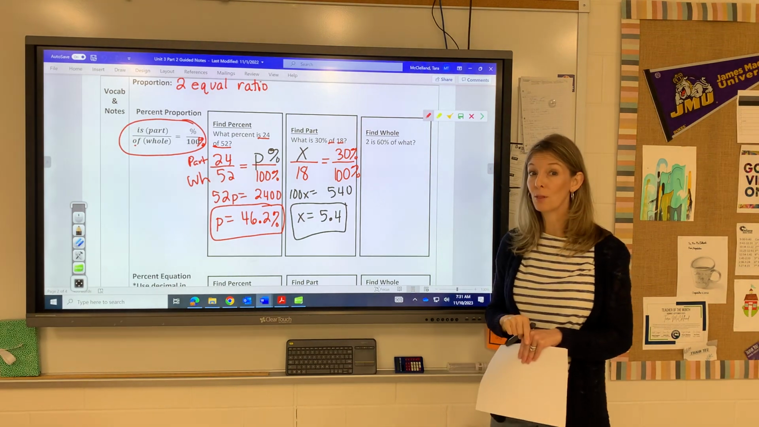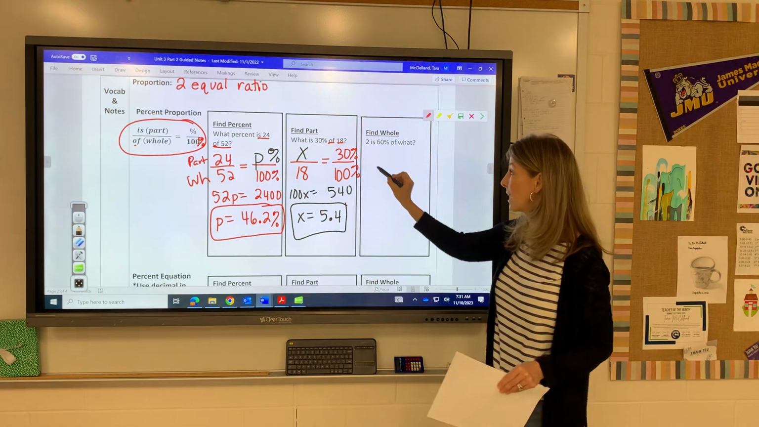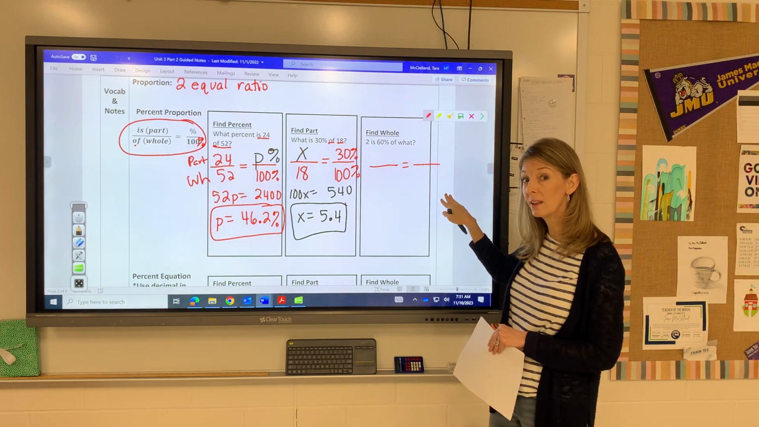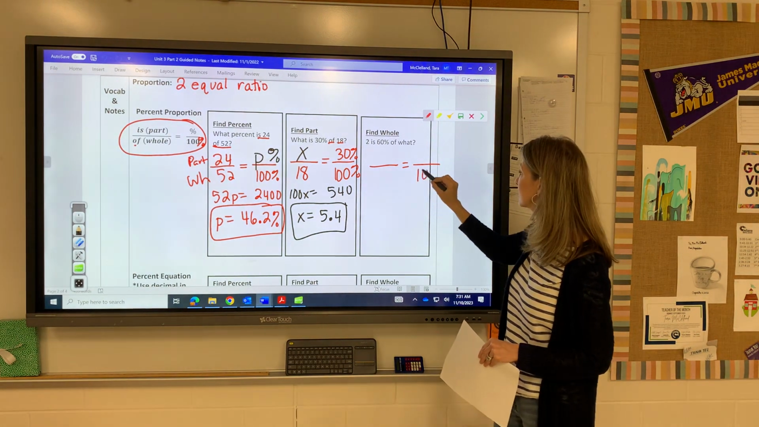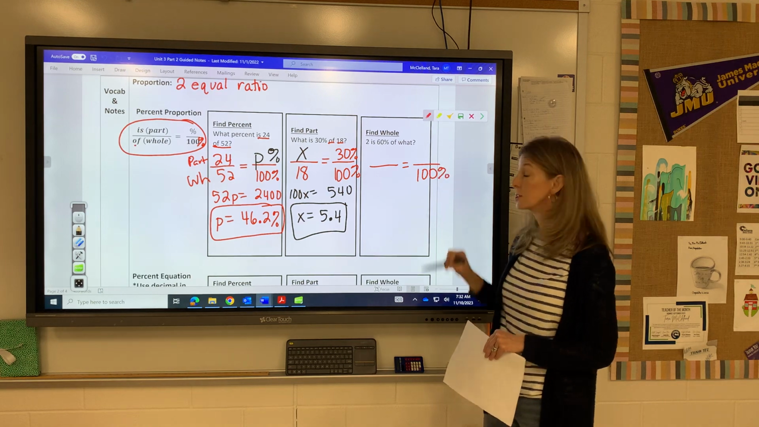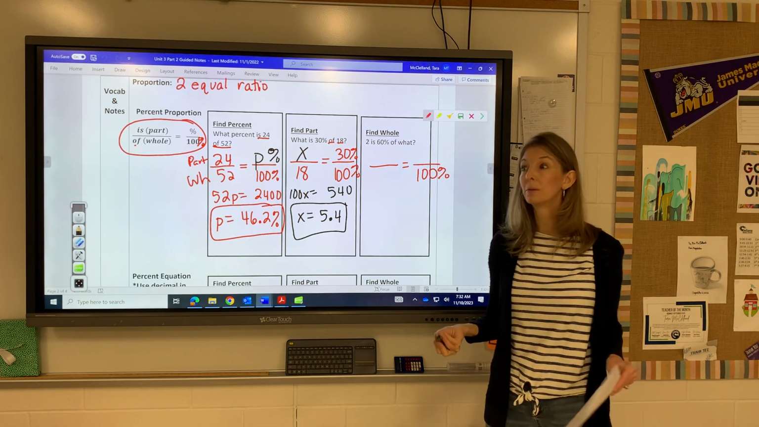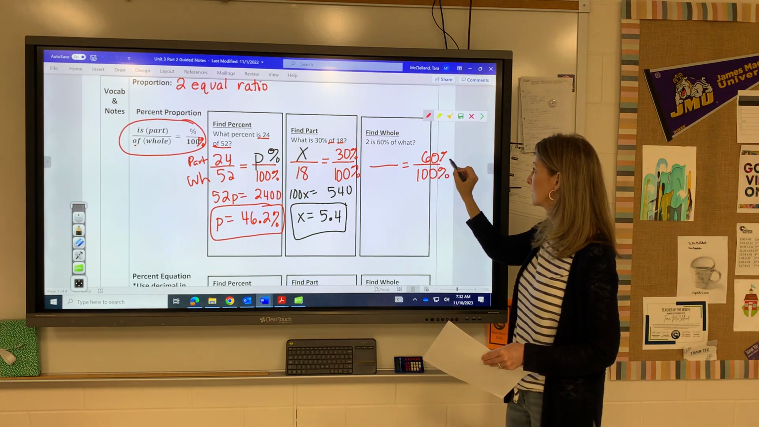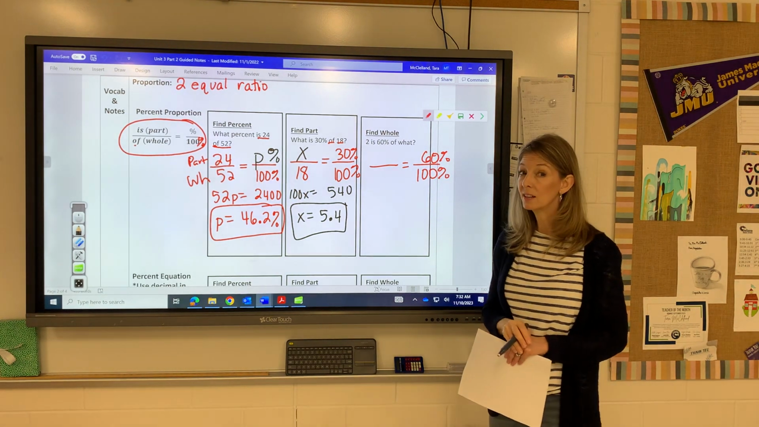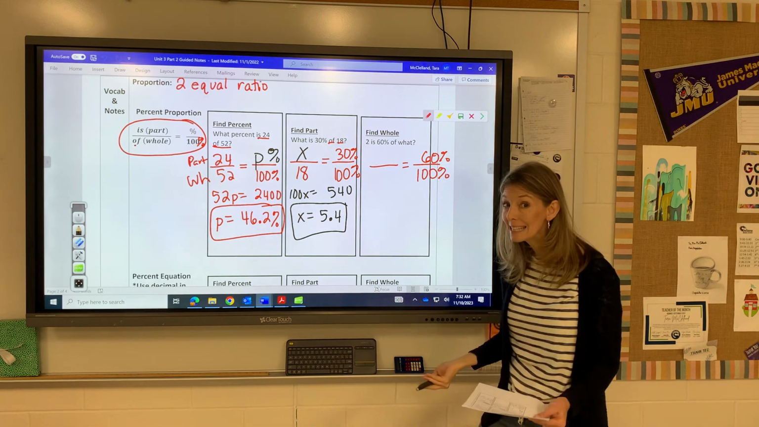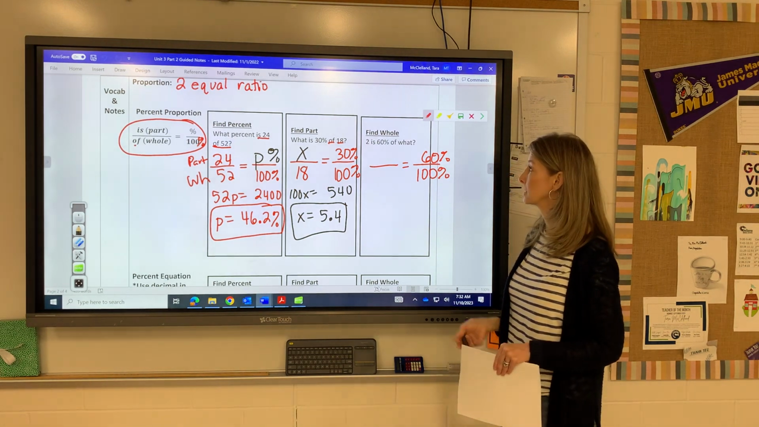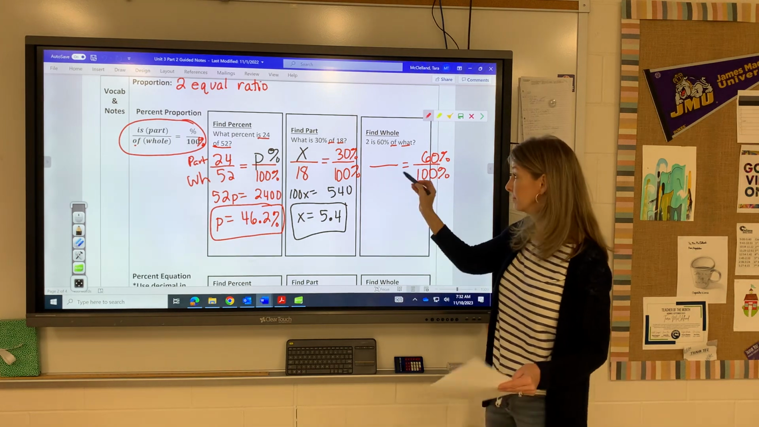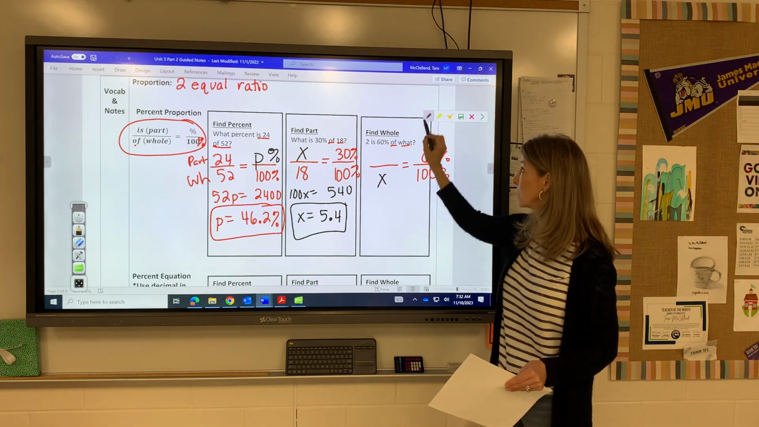All right, finally, last example here. We're looking for the whole, but we set it up the same way. Line equals line. Fill in the bottom right-hand corner with 100%. Do we know the other percent in the problem? Of course we do. It's the 60%. The other number I have in here is 2. 2 is 60% of what? Well, the of what means I don't know the total. Okay, that's the part I don't know.